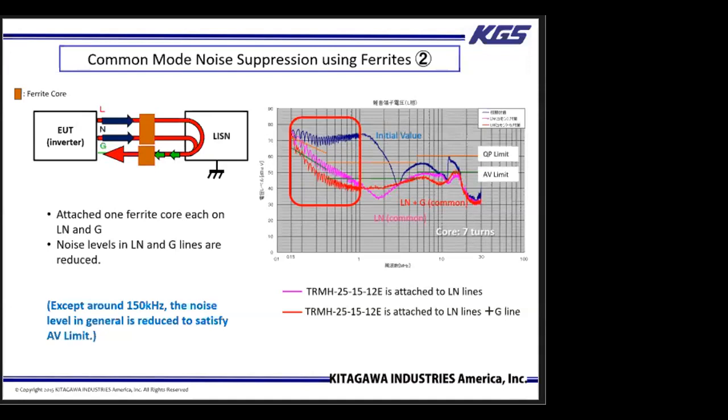The dip in the noise for the L and N lines was probably because the noise found another path. So for instance, if there was a metal plate near the inverters or cable. And at around 12 megahertz, common mode number 2 is also reduced because each of the L, N, and G is filtered by the ferrite core.